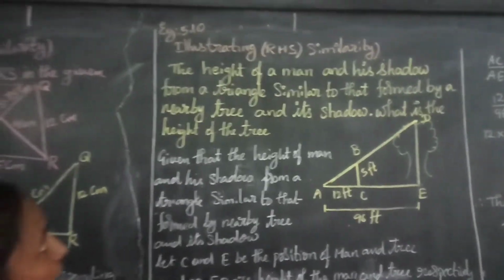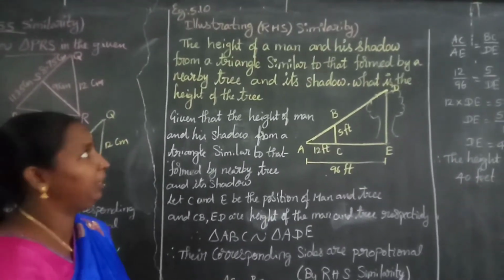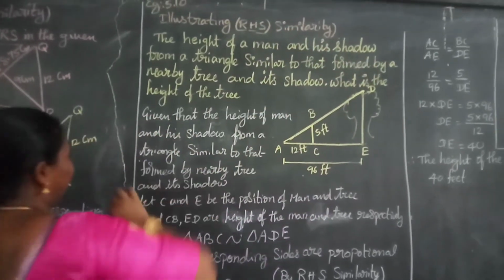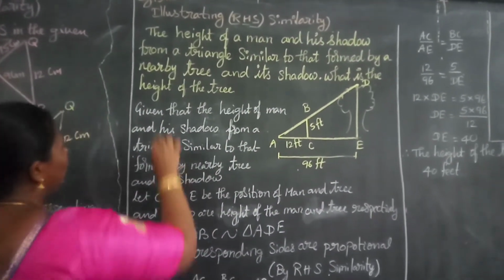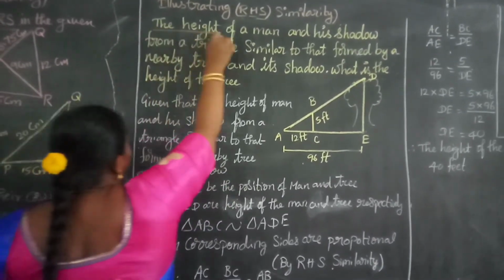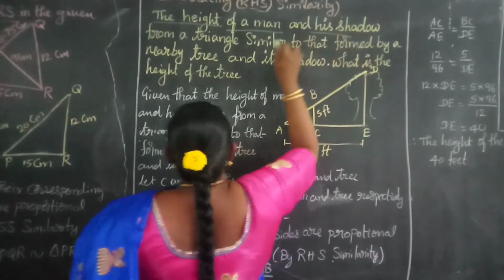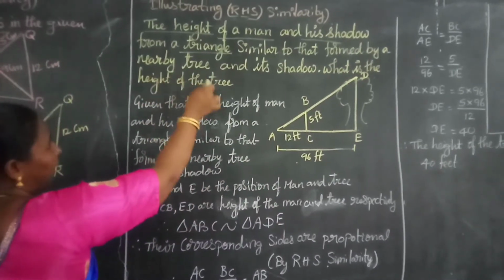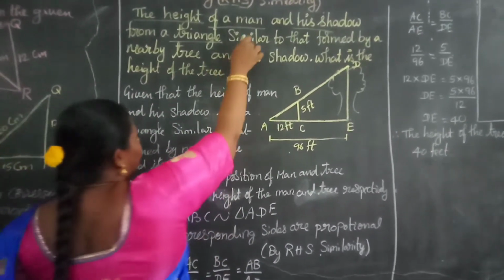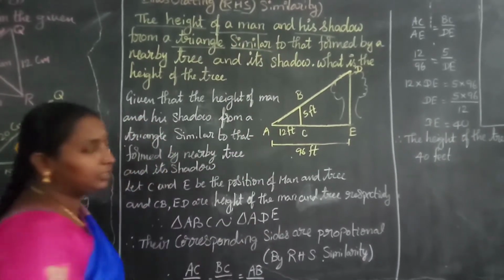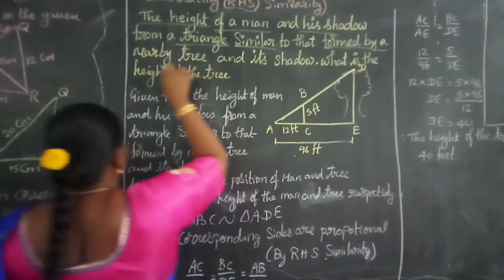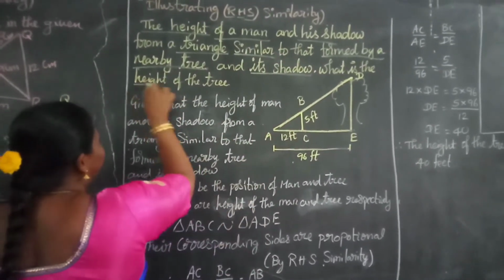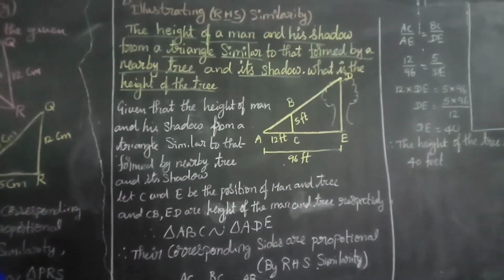Example 5.10 illustrating RHS. What is meant by RHS? Right angle, hypotenuse, side similarity. So the height of a man and his shadow form a triangle. So here one triangle is formed by the height of the man and his shadow. It is similar to that formed by a nearby tree and its shadow. So the triangle made by the man is similar to that formed by the nearby tree and its shadow, both are similar. So what is the height of the tree, they ask. So we are going to find the height of the tree.